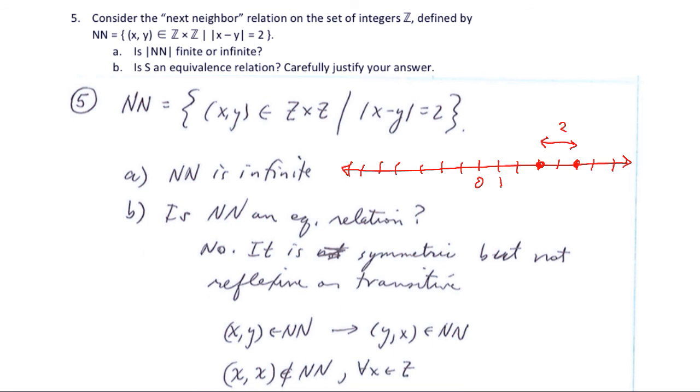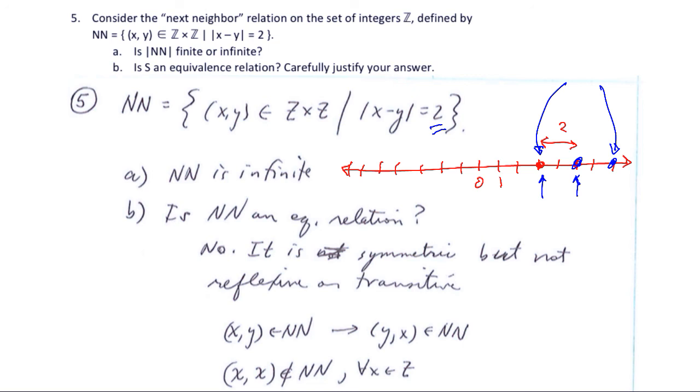Okay, so it's symmetric, but it's not reflexive or transitive. You can see right away that it's not transitive because, well, suppose these two elements are related, and then suppose this one and the next one over are related, which they are. Well, that does not mean that the first one and the third one are related. Now their difference is 4, and that's not equal to 2. Okay, so transitive does not work.